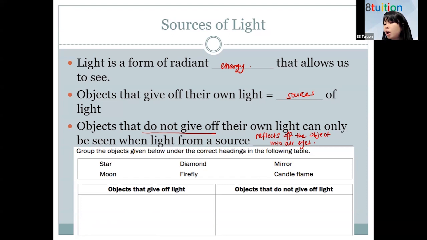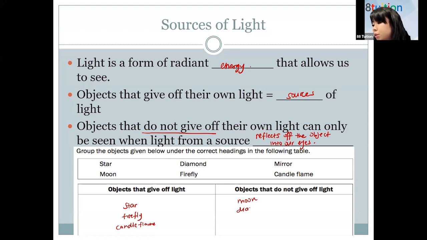Okay, let's move on. Objects that give off light. Yanxing, can you name from the box in the question? Can you tell me which are the objects that give off light? Star, firefly, and candle flame. Good. So please take note of what Yanxing has said correctly.